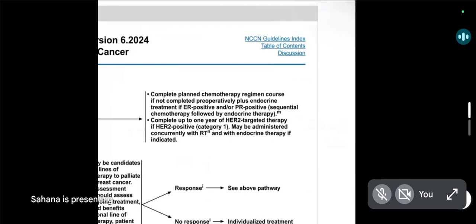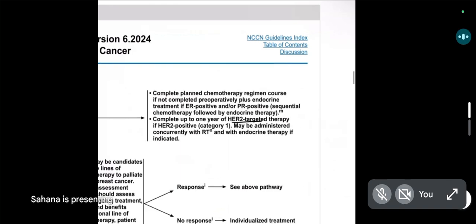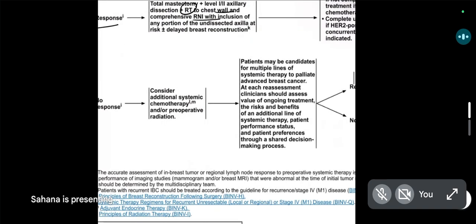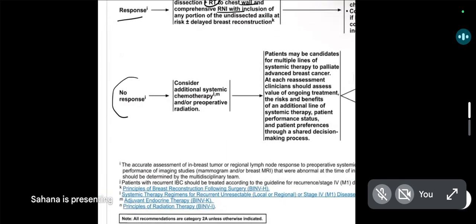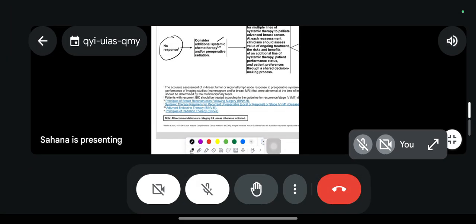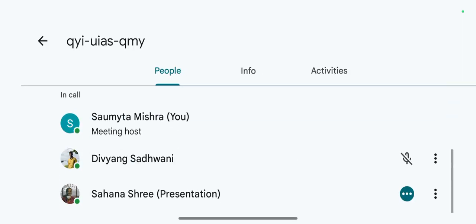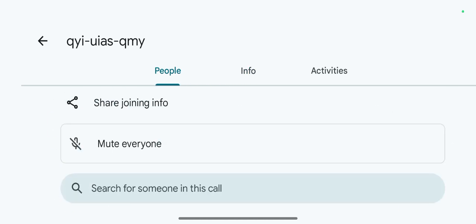Then you complete the perioperative chemotherapy in case you have not completed it in the neoadjuvant setting, and you will add a targeted therapy depending on their molecular classification. If there is no response, then you will not put the scalpel. You will add some other form of systemic therapy, or you will change the line. Then patients may be candidates for multiple lines of systemic therapy to palliate. Then the intent will become palliation.